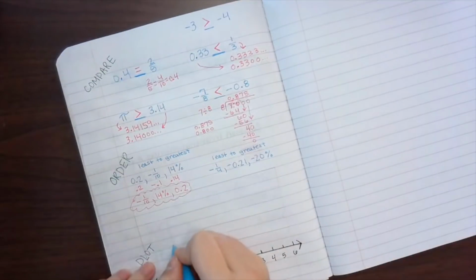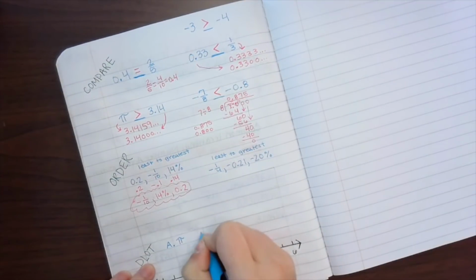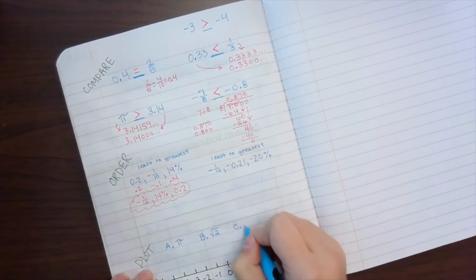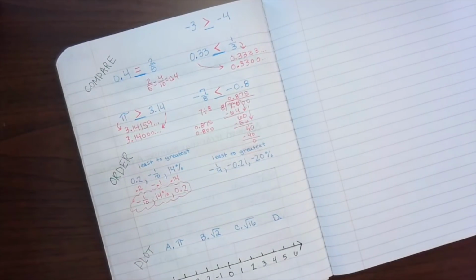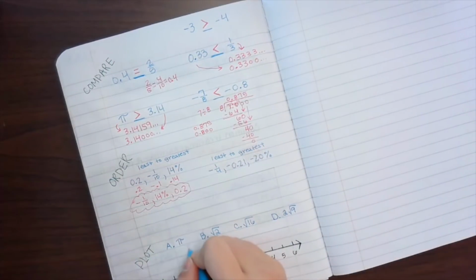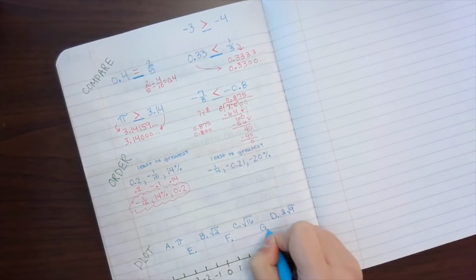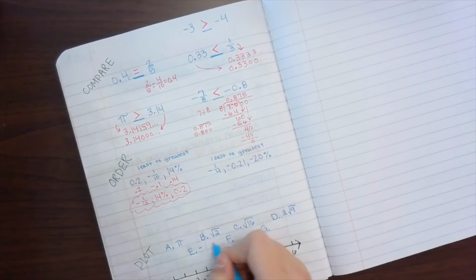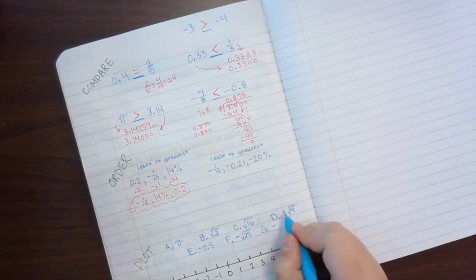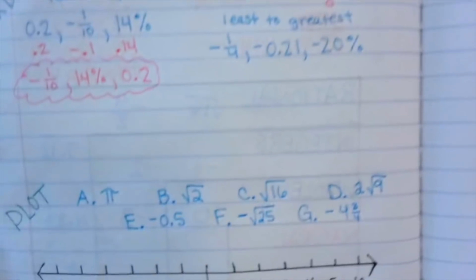We're going to make a bank of numbers on top. A is pi, B is the square root of 2, C is the square root of 16, D is 2 times the square root of 9, E is -0.5, F is the negative square root of 25, and G is -4 3/4. I'll do a couple to get you started.